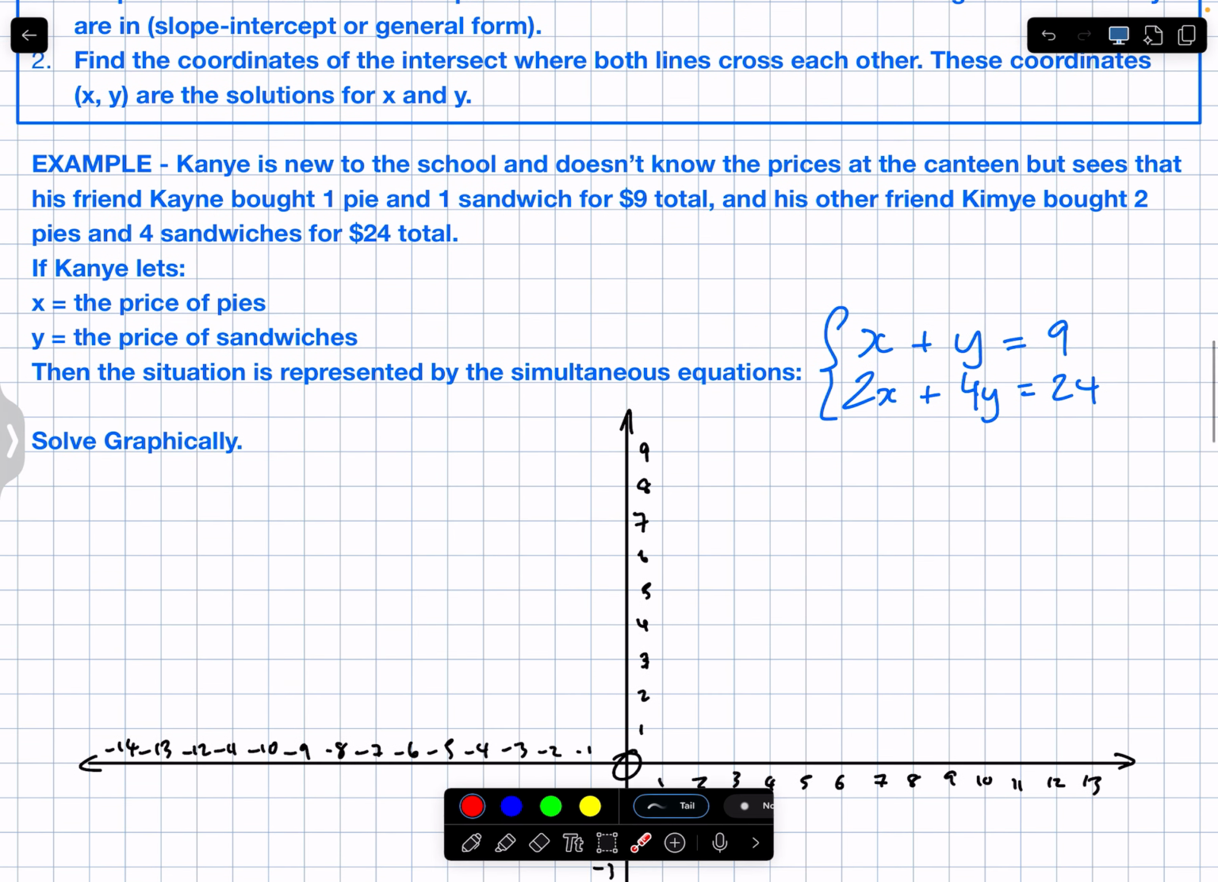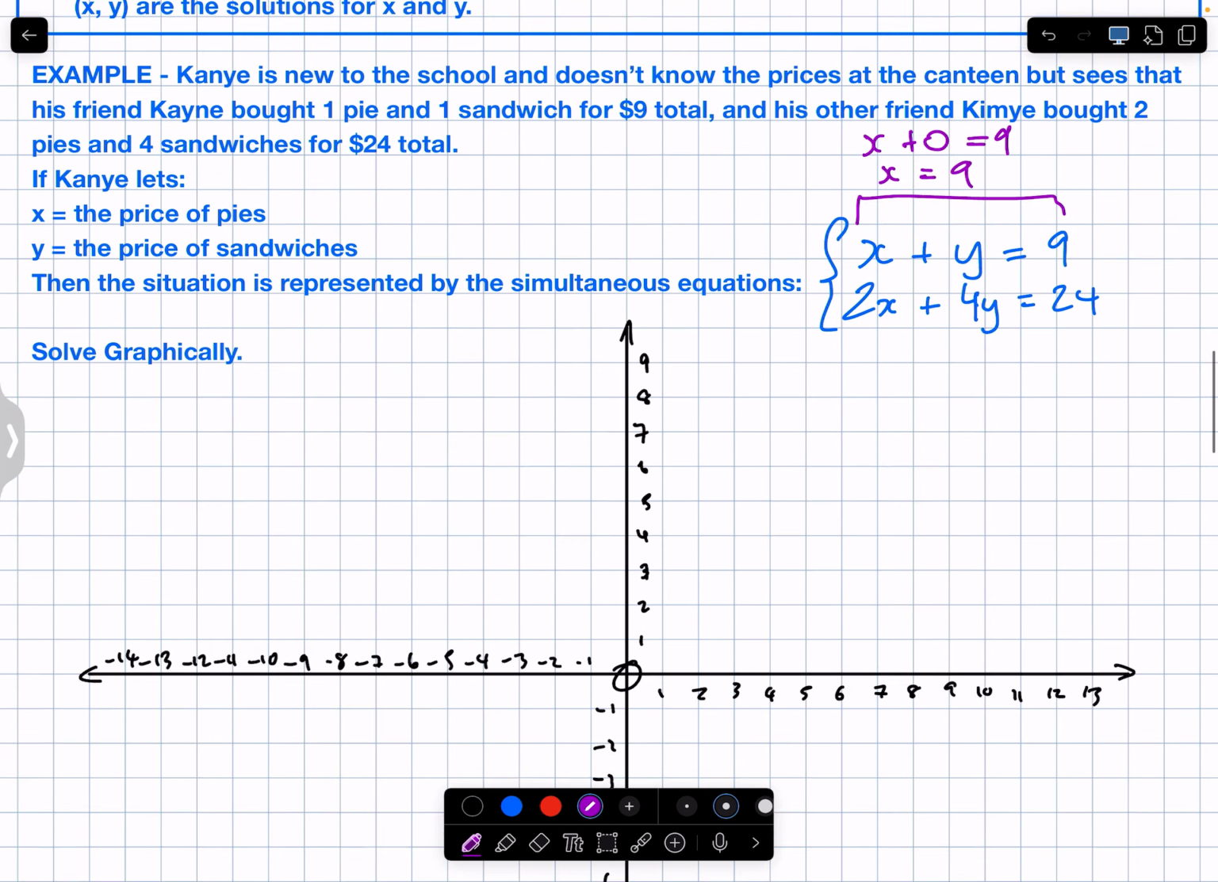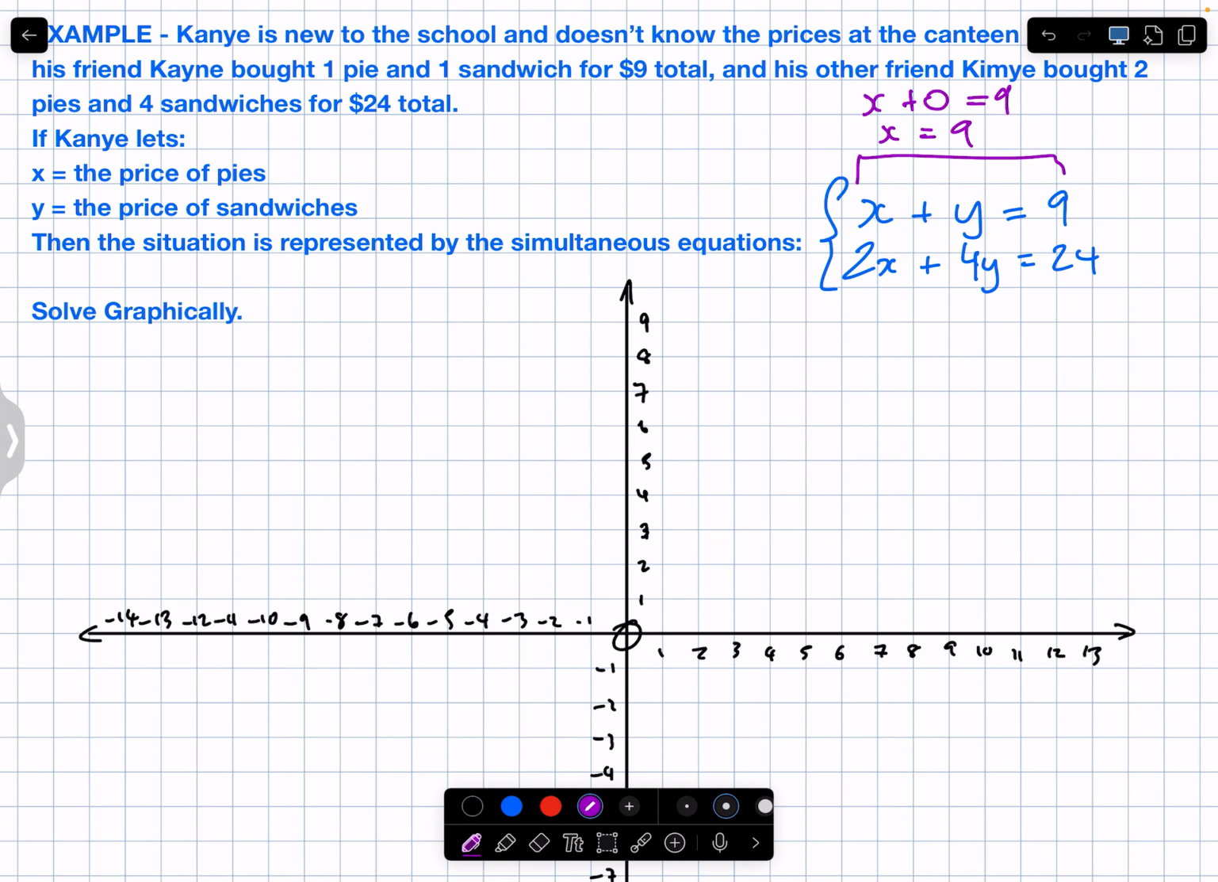Well, in previous lessons, what form is this in? Is this slope-intercept or is that general form? Slope-intercept, y is by itself. So this is general form. How do I graph something in general form? I make y equals 0 and find x. I make x equals 0 and find y. So let's do the maths for this. x plus nothing equals 9. So what's x going to be? x is equal to 9. So that tells me that top line is going to have a dot at x is equal to 9.